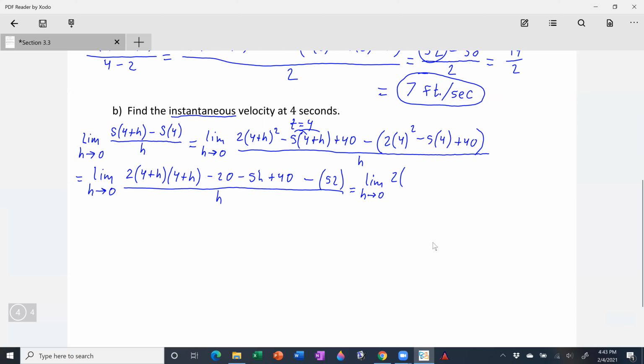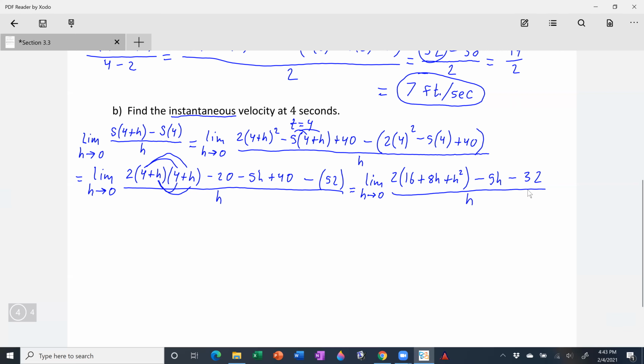So again, here's where you got to FOIL this out. Leave the 2 outside and do 4 times 4 for 16. Okay, 4 times h is 4h. And then in the middle, another 4 times h, so that's plus 8h. And then in the back there, plus h squared. Okay, and then we can clean some of this up. We've got minus 5h, but then there's a bunch of numbers and we can combine like terms there. So negative 20 plus 40 minus 52, that all comes out to minus 32. So just piece by piece simplifying stuff.